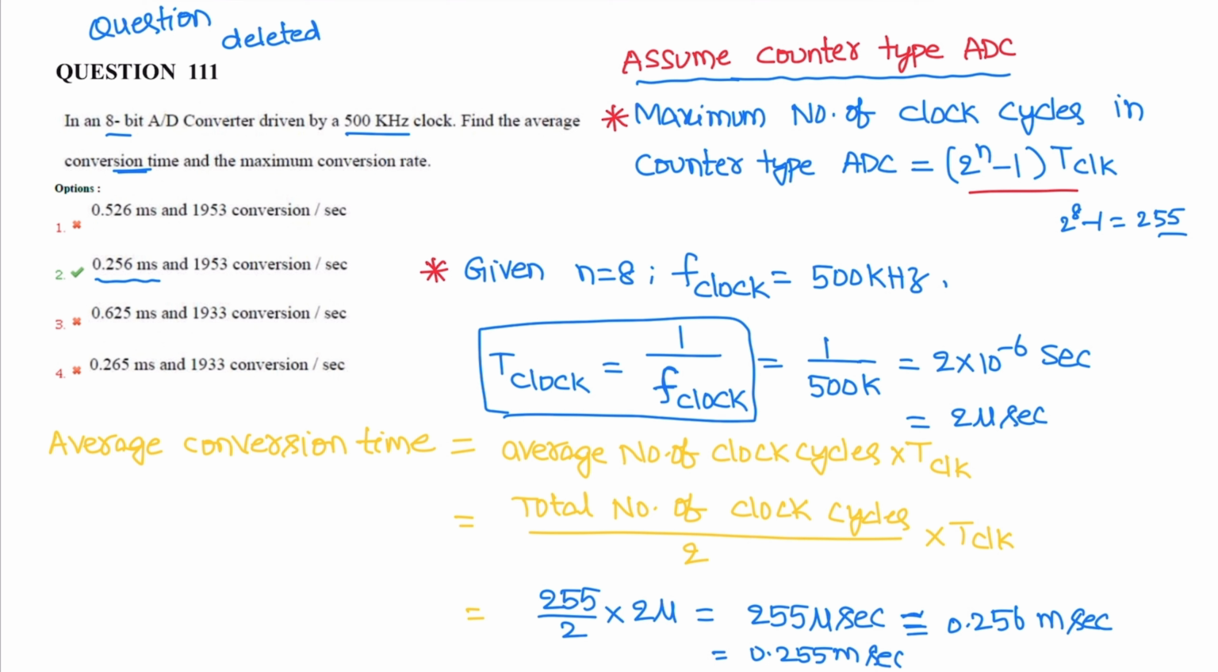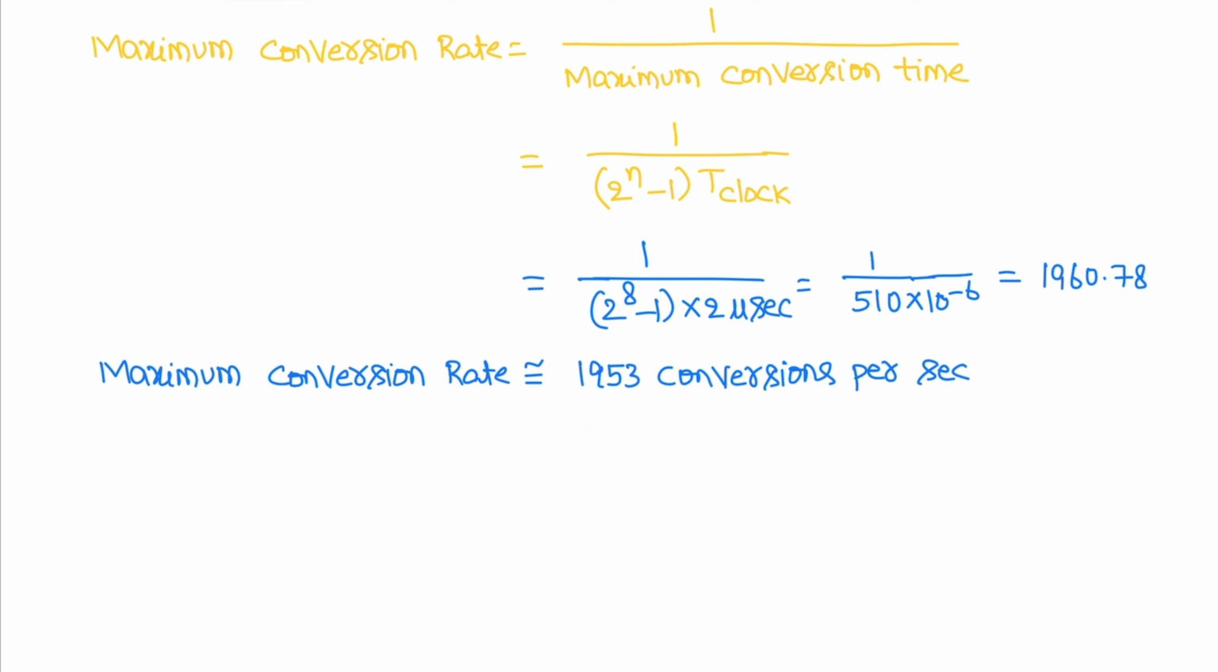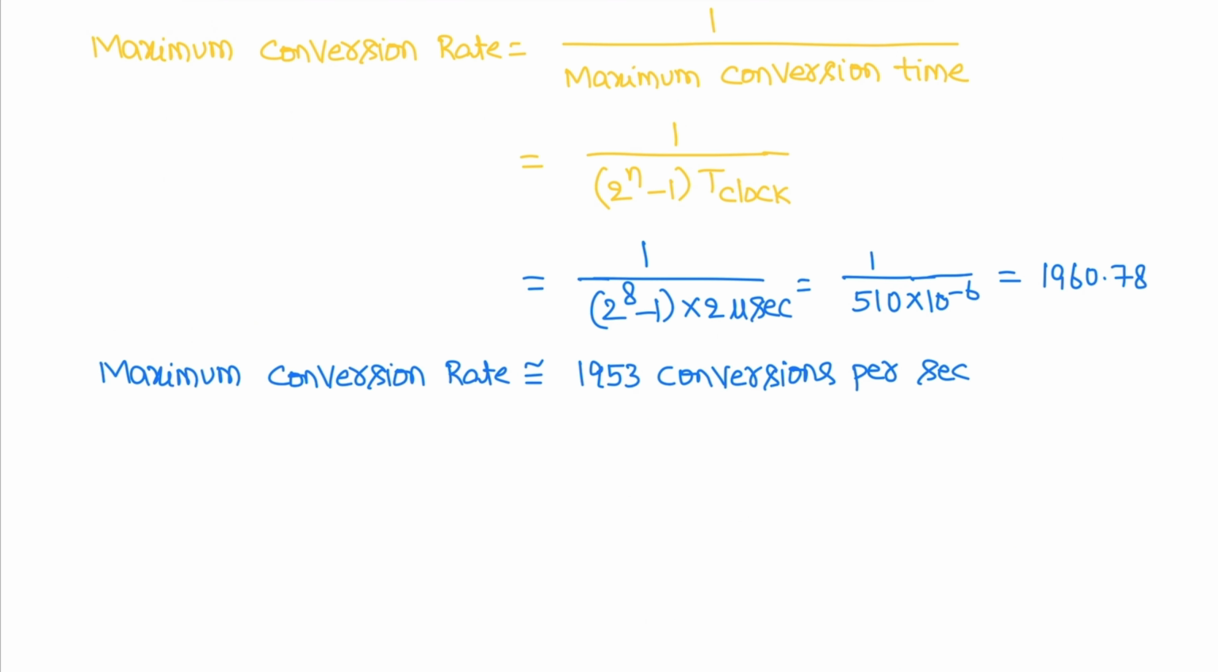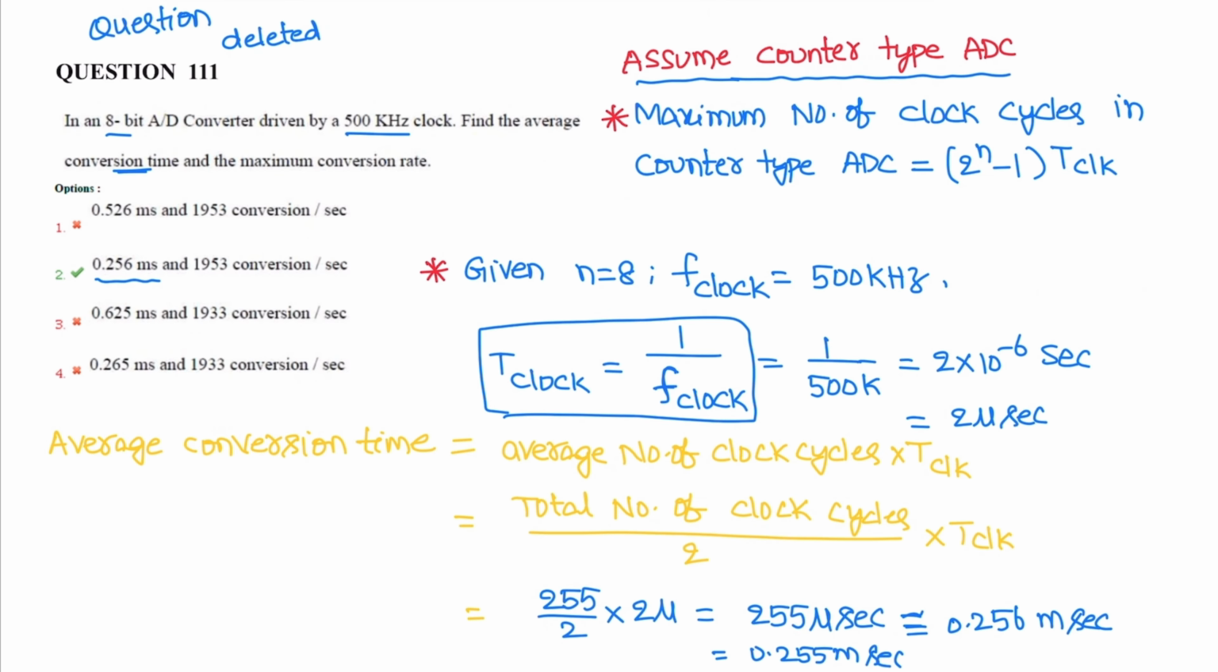Next, also mentioned is maximum conversion rate. We know that maximum conversion rate is 1 by maximum conversion time. So maximum conversion time for counter type A to D converter is 2 power n minus 1 into t clock. That is 2 power 8 minus 1 into t clock. Time period of each clock signal is 2 microsecond. 1 by 510 into 10 power minus 6. That is, maximum conversion rate is 1960.78 conversions per second. As per the options, it is approximately equal to 1953 conversions per second.